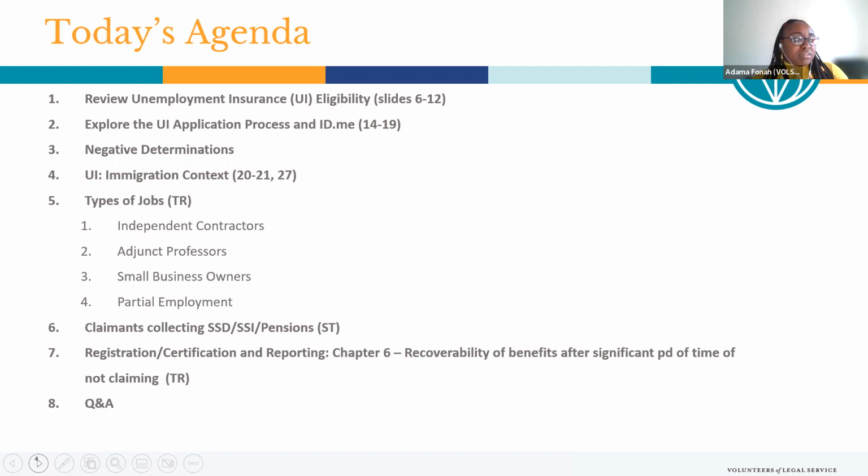There are many different types of jobs that clients can apply for unemployment, but they're not exactly sure if they'll be eligible for it, especially if they don't receive a W-2. They might be a 1099 worker, independent contractor, adjunct professors, small business owners, and partial employment. These are some of the jobs that we are hearing a lot of questions for.